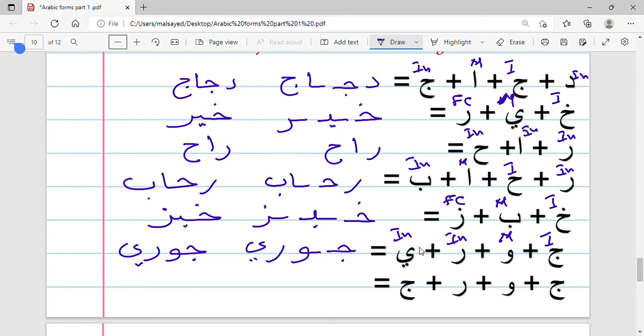Okay, let's see here. Jim again, so we choose the initial of the jim, and we choose the middle of the waw, similar to the previous one. Ra: since the waw is the letter that makes the decision and doesn't connect with after, we choose the ra independent. Between the ra and the jim, ra doesn't connect with after, so the jim is independent. So we have the jim initial, waw middle, ra independent, jim independent.